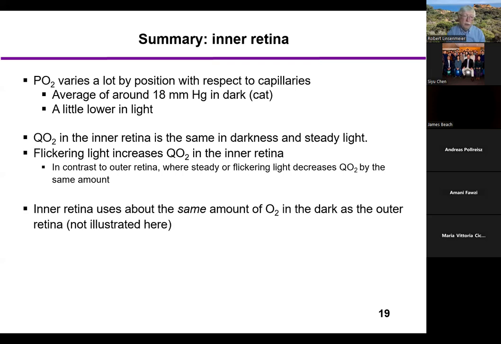What I haven't shown you is that the inner and outer retina use about the same amount of oxygen. There are many measurements of that, and it is not always recognized. People think the photoreceptors use a lot of oxygen. The inner retina doesn't use so much oxygen. But really, the two halves of the retina are very well matched in the amount of oxygen they actually use.